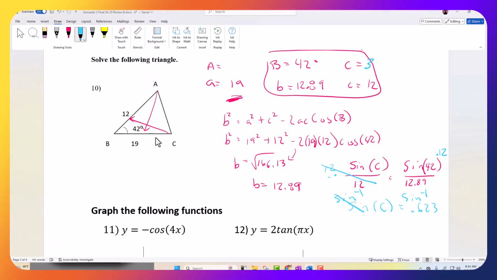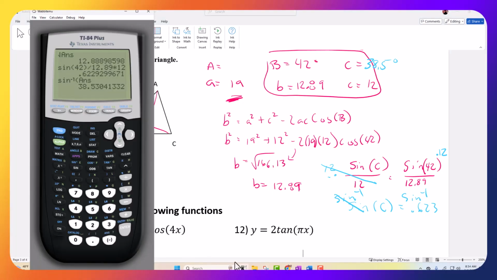So I'll say it's 38.5 degrees. And now with two angles, I should be able to subtract from 180 to find the third. So 180 minus 42 minus 38.5 is 99.5.